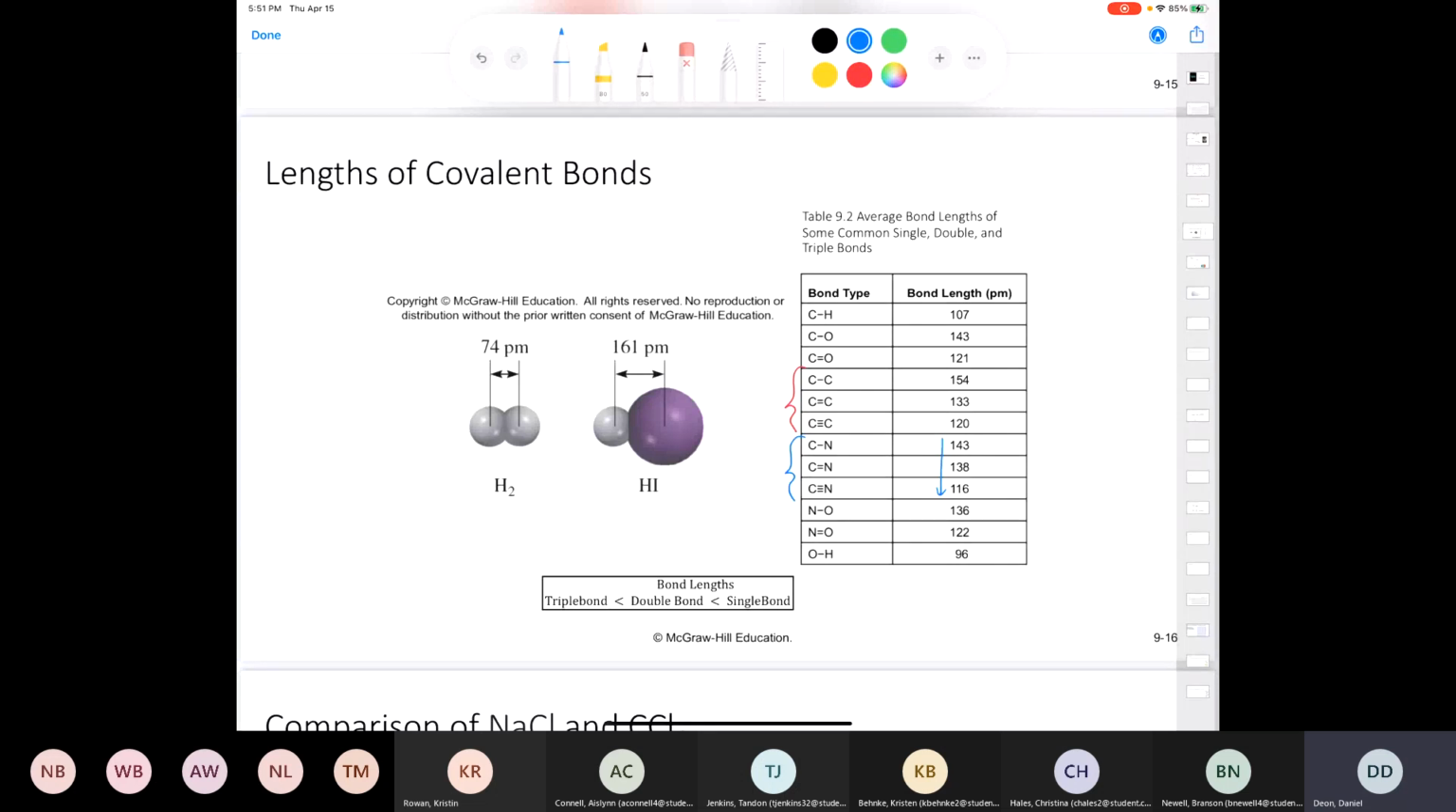So give me a thumbs up if you follow me on bond length. Triple bond shorter than double. Single bond is going to be the longest between elements of the same kind. Anybody with me on that? All right. Branson, you're on top of it. Great. That's awesome.